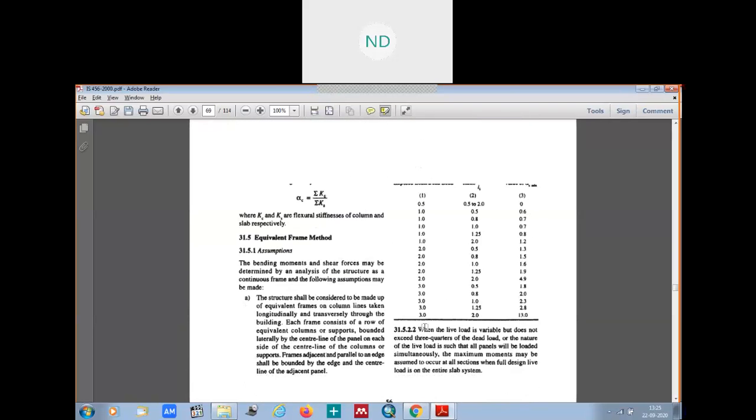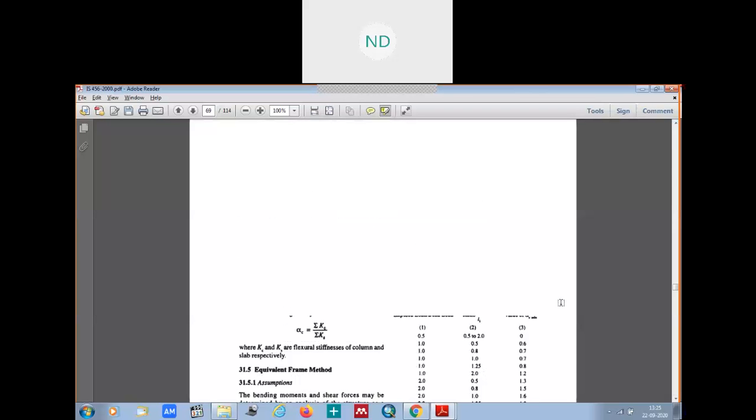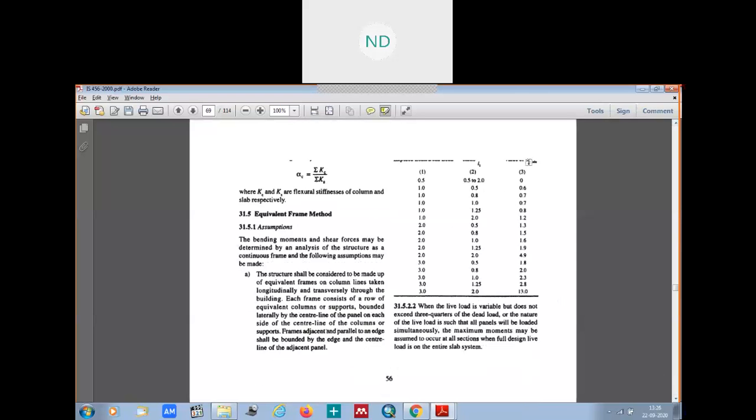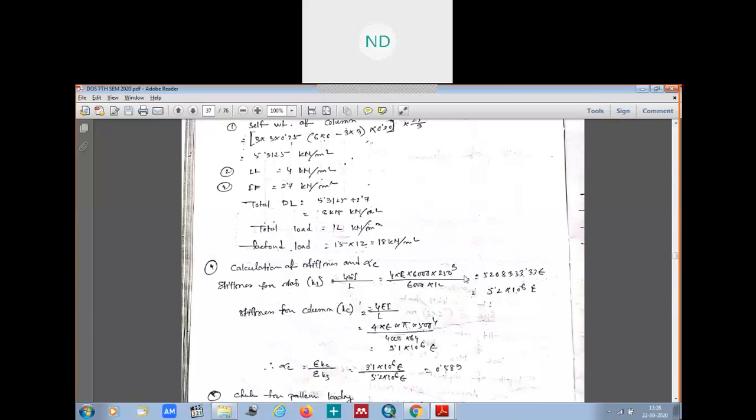This one we used to follow this table. I think maybe this is not downloaded properly now due to network issue. So this table we were using. Page number 56, alpha c minimum we used to calculate by the live load to dead load ratio, then the L2 by L1 ratio, and the alpha c minimum we used to calculate from this.